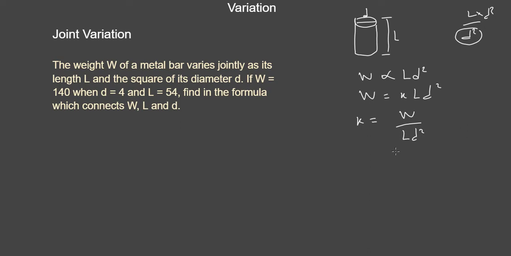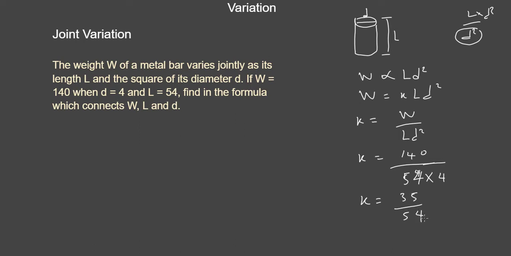So now let's look for the value of K. That's the next thing. To look for the value of K, you need information about the W, L, and D. So we have that information. If W equals 140, when D equals 4 and L equals 54. So what that means is to get the value of K, just plug in the value of W as 140, the value of D as 4 and L as 54. So this is 54 times 4. So if you simplify this, you're going to get K equals 35 over 54.